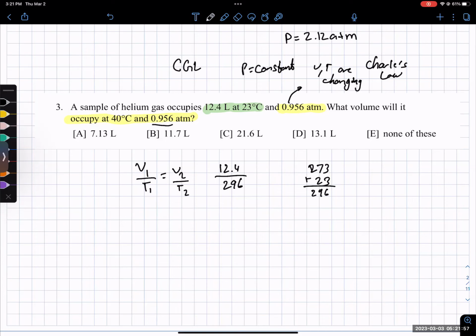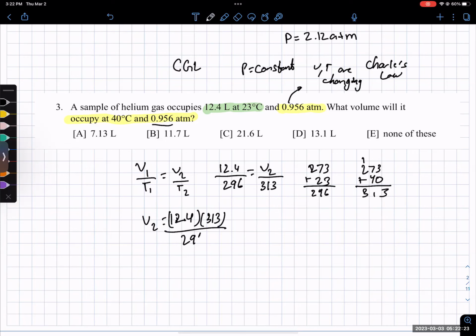So over 296, and then it's asking for the new volume, so we're solving for V2, and we'll occupy 40 degrees Celsius, so 273 plus 40, or if you want to be faster, you just add 17 to that, and that's your answer, 313. So solve for V2. V2 is going to equal 12.4 times 313 divided by 296. When you solve it out, you should get 13.11216 liters.